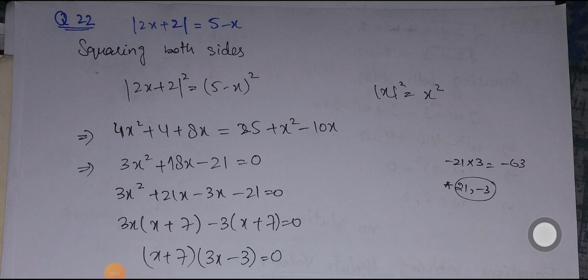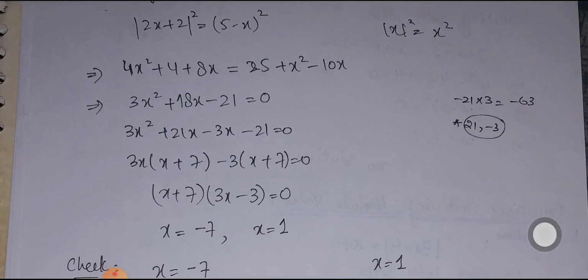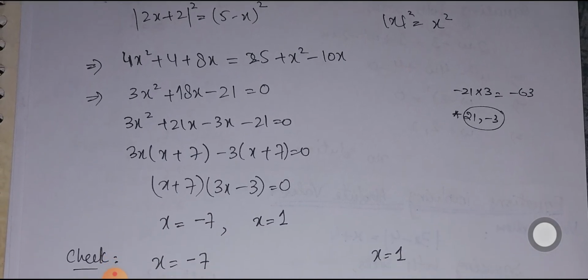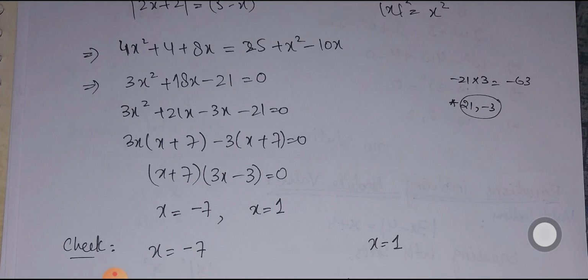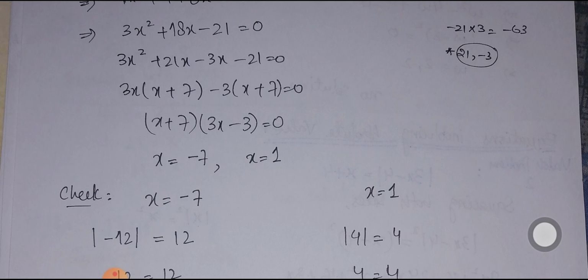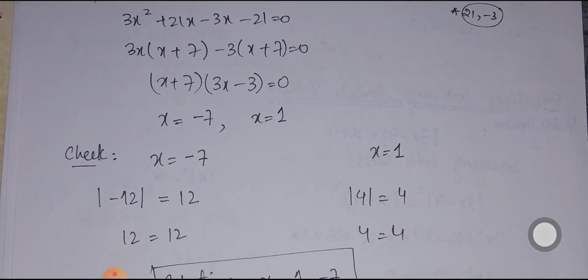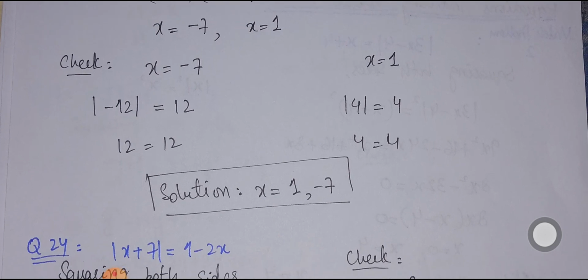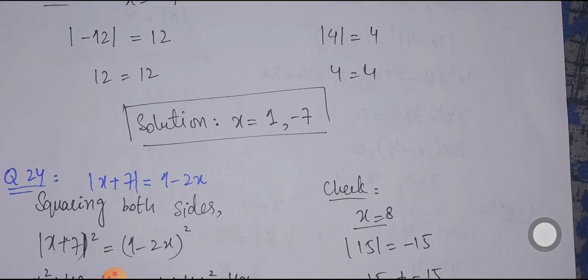Absolute value 2x plus 2 is equal to 5 minus x. On the similar pattern, we are going to take square on both sides, applying the formula. We get the equation 3x square plus 18x minus 21 is equal to 0, which is a quadratic equation that you can solve by using completing square method, quadratic formula, or factorization. I have performed factorization and got the two solutions, x is equal to 1 and x is equal to minus 7. And now when I'm going to check it, both are satisfying the equation, so both could be the solution of the given equation. Next we have question number 24.